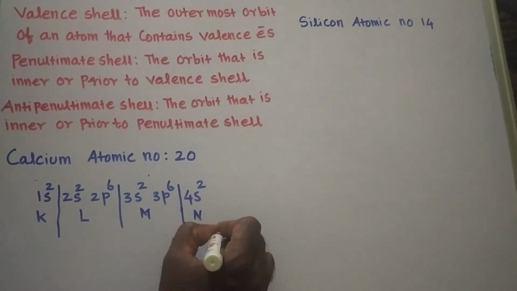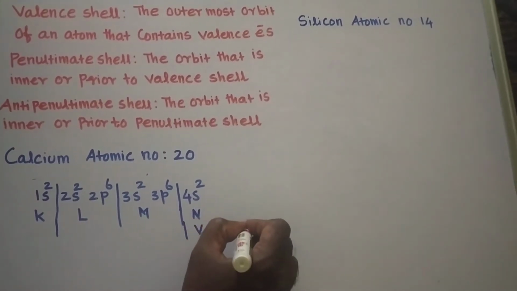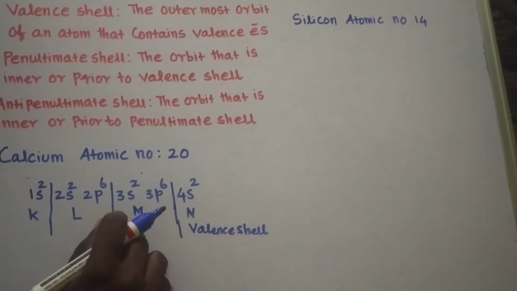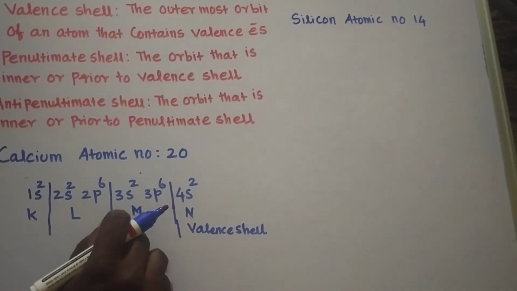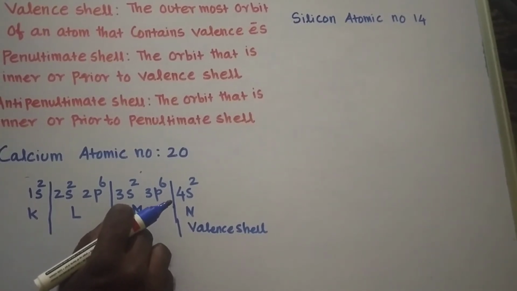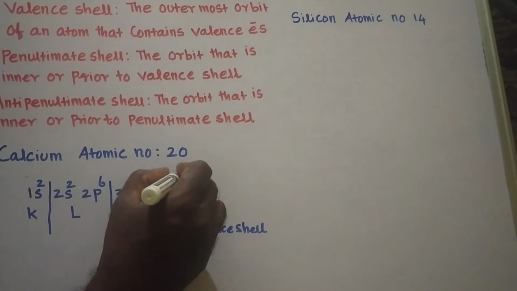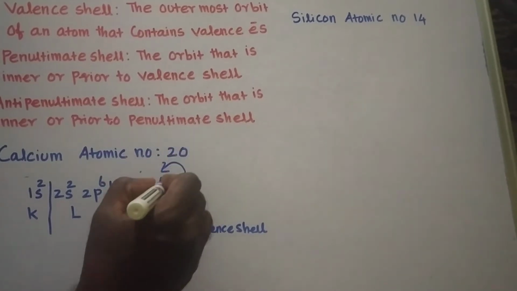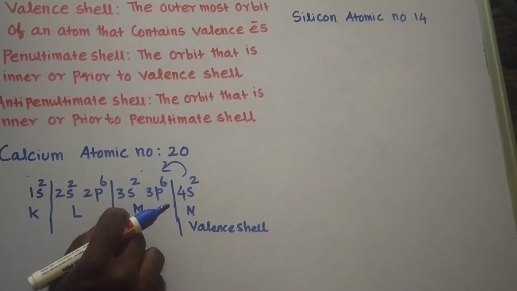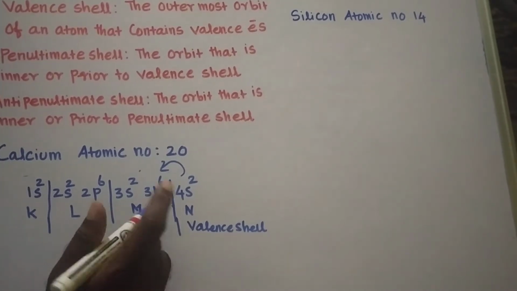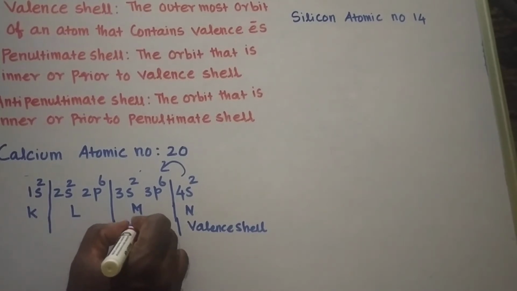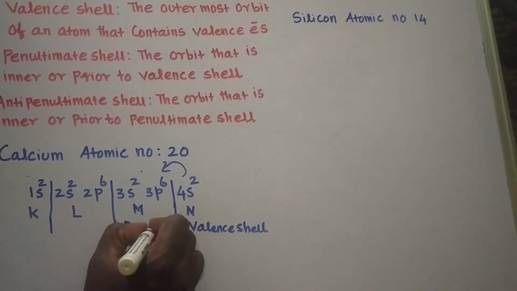So this is the valence shell. Then we are going to see the penultimate shell, the orbit that is inner to 4s2, that is 3s2, 3p6, or prior to the valence shell. Therefore here M is the penultimate shell. Okay, the M shell is the penultimate shell.